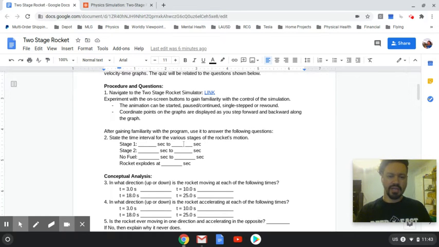The ending time for stage 1, let's say it was 4 seconds. Well, that'd be the same as the beginning time for stage 2, okay? Because the end of 1 is like the beginning of the second. And I went over that in class.